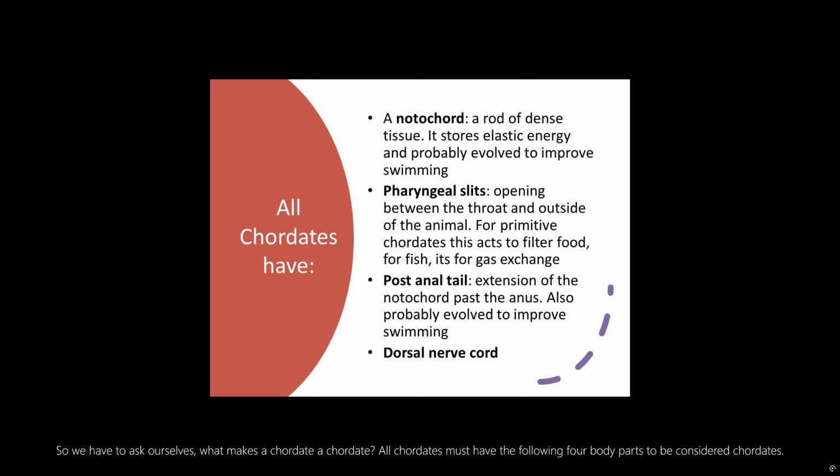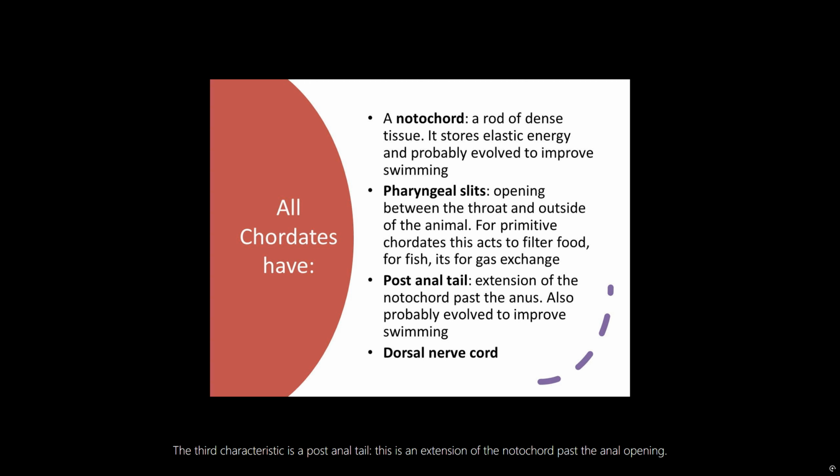So we have to ask ourselves, what makes a chordate a chordate? All chordates must have the following four characteristics to be considered chordates. First, they have to have a notochord. A notochord is a rod of dense tissue that stores elastic energy and probably evolved to improve swimming.